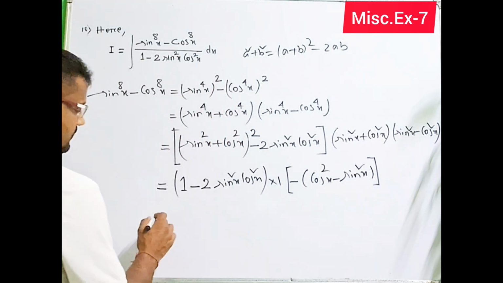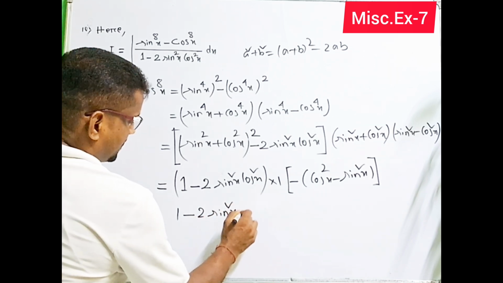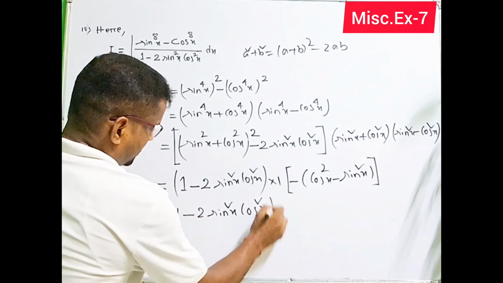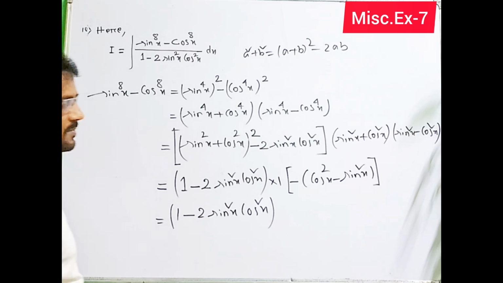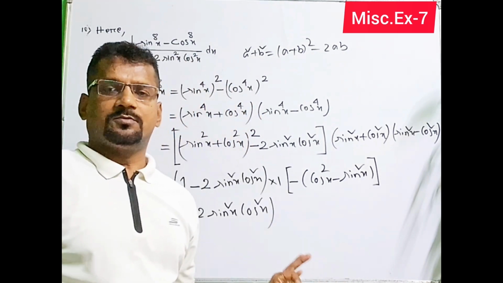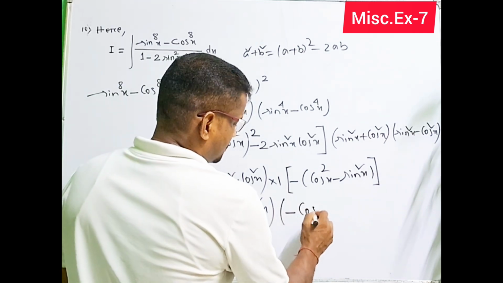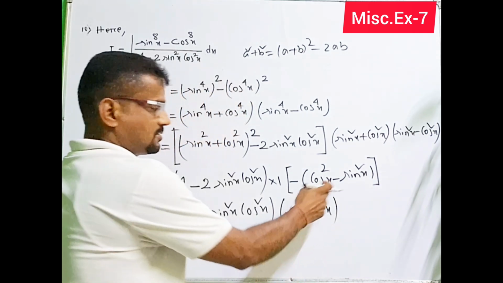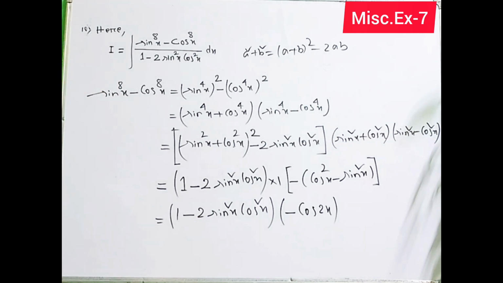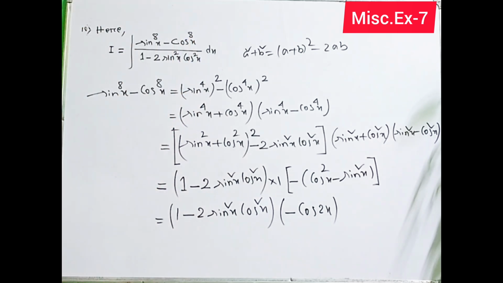So finally you will get 1 minus 2 sin square x cos square x within brackets. As you know, cos square theta minus sin square theta is your cos of twice theta. So here you can write minus cos of 2x because it is cos square x minus sin square x. So this is the simplified form of the numerator.